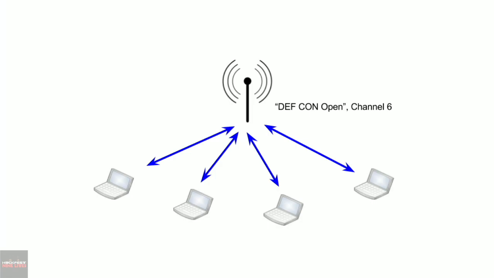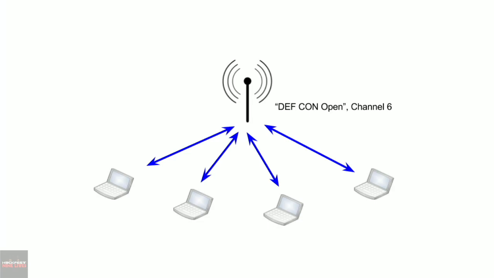At their core, the most simple type of rogue AP attack is the evil twin attack. If you look at this diagram that we have here, we have like 4 laptops that are connected to this access point. And this access point, just to pick on DEF CON a bit, we'll call this network DEF CON open. And this is an open network. So I guess the question is, if an attacker were to create another access point with this very same name, how would these devices know which one to connect to?